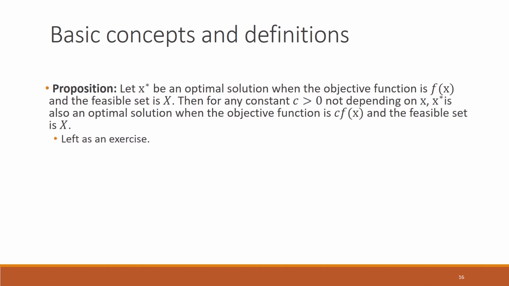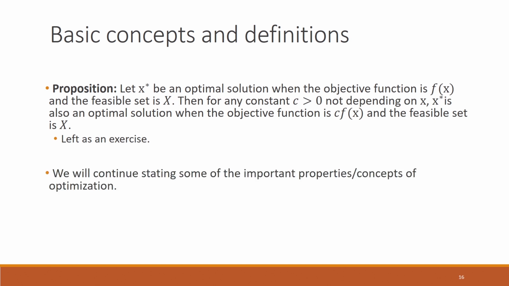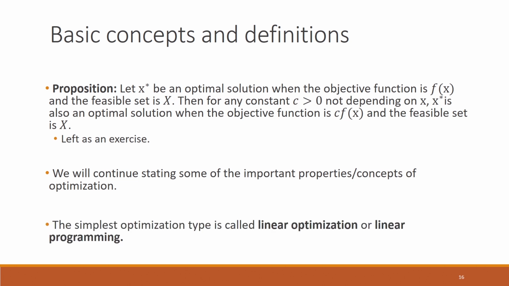So, this is also useful in the sense that you can throw away any positive constants while solving an optimization problem. For example, minimizing a function 100x will give the same optimal solution even if you just optimize the function x. So, this can also be proved in a similar way as the previous proposition. So, we will not discuss it here and we will leave it as an exercise. So, let us continue stating some of the important properties and concepts of optimization.